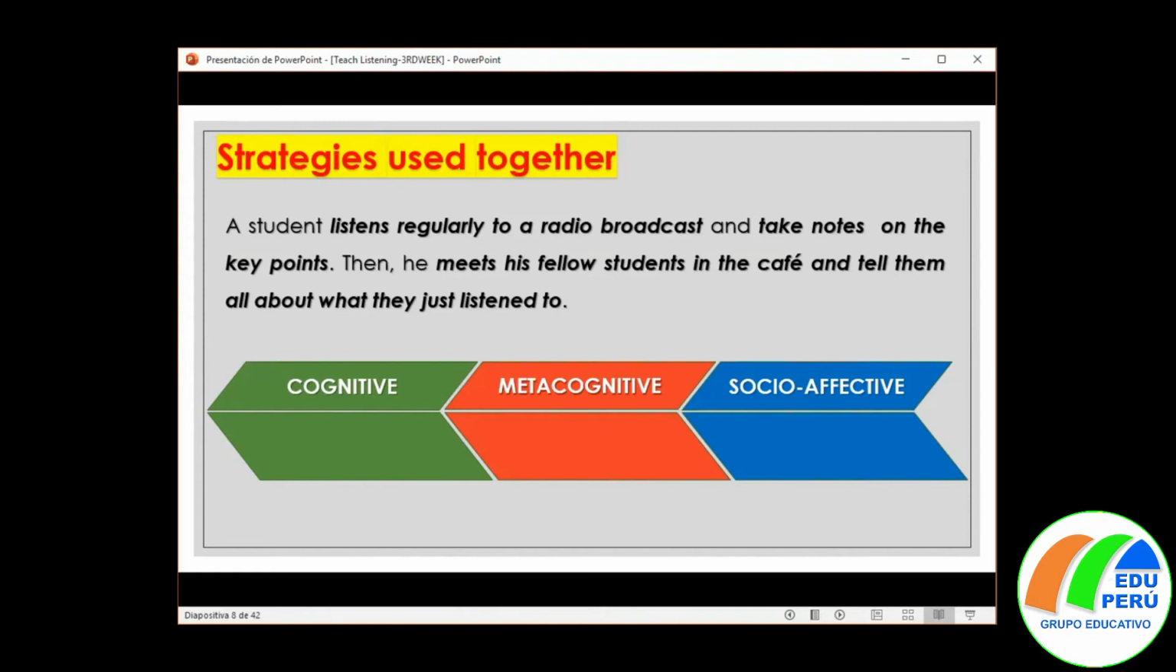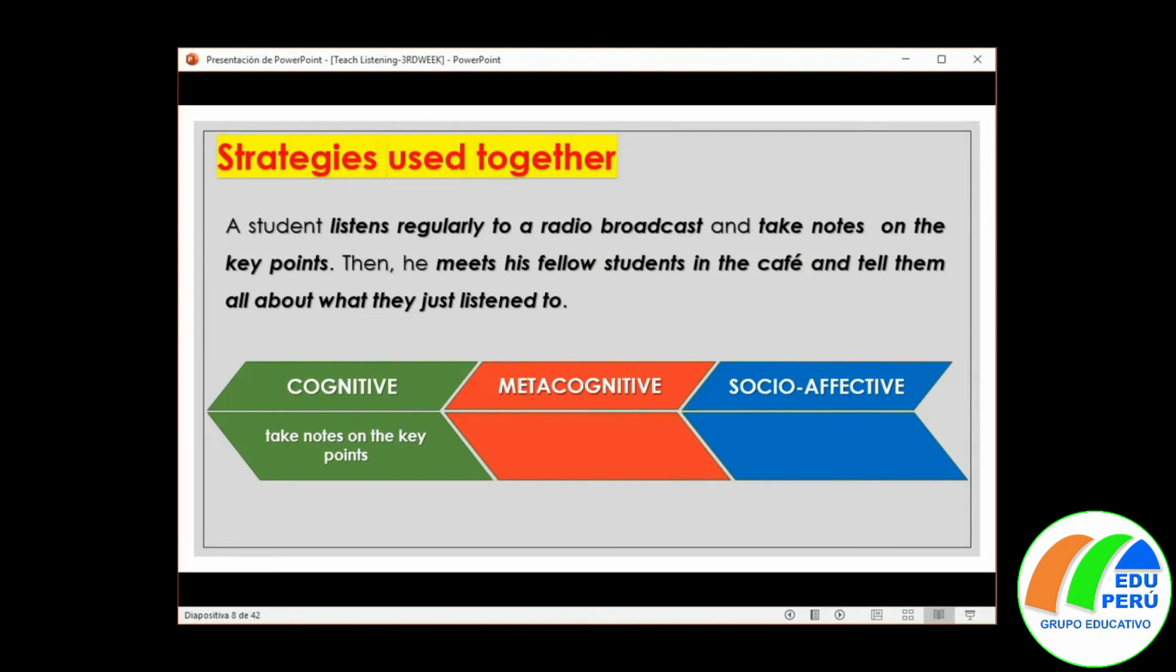I'm confused. Yeah, don't worry, Vanessa. We're going to get a better, clearer idea about these strategies. Remember what we talked about in the past slide. Cognitive is related to the immediate task, something related to learning, conscious learning. Notice that the cognitive here in this one is taking notes because he's going to decodify. He listened to the radio broadcast and is going to decodify it and take notes. This is the cognitive.